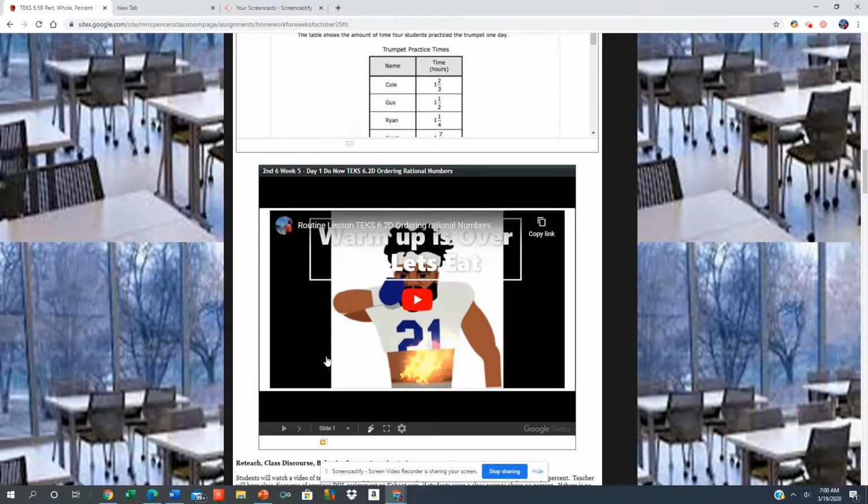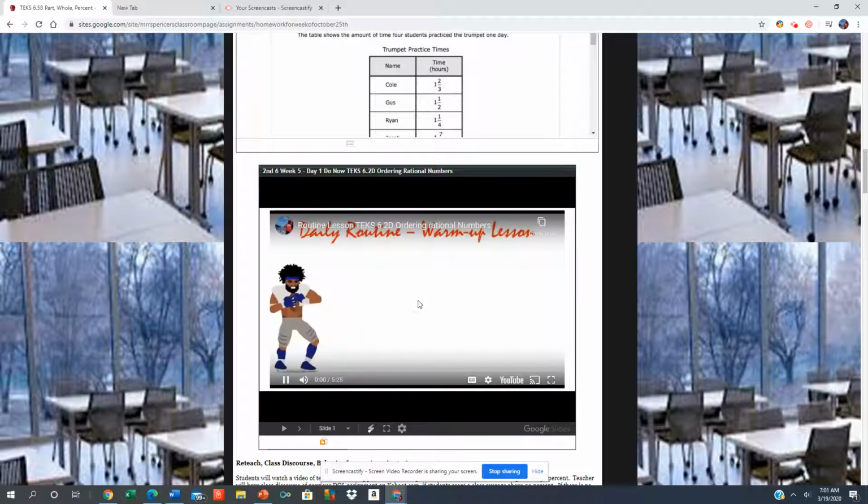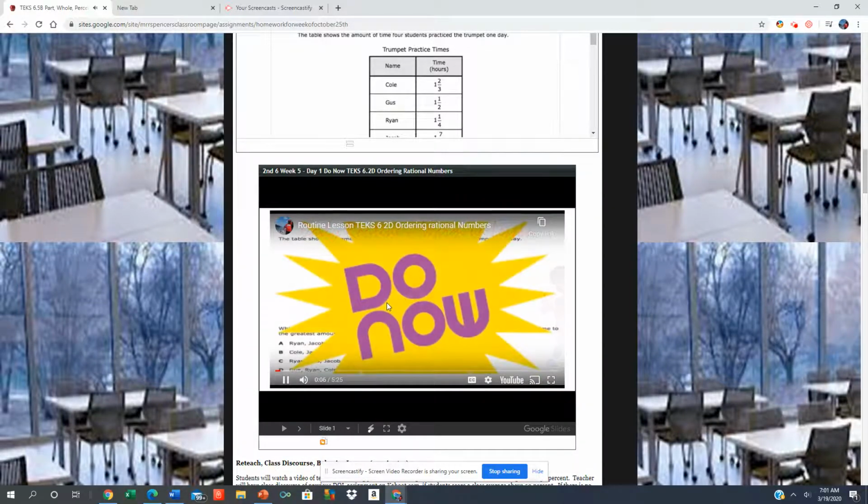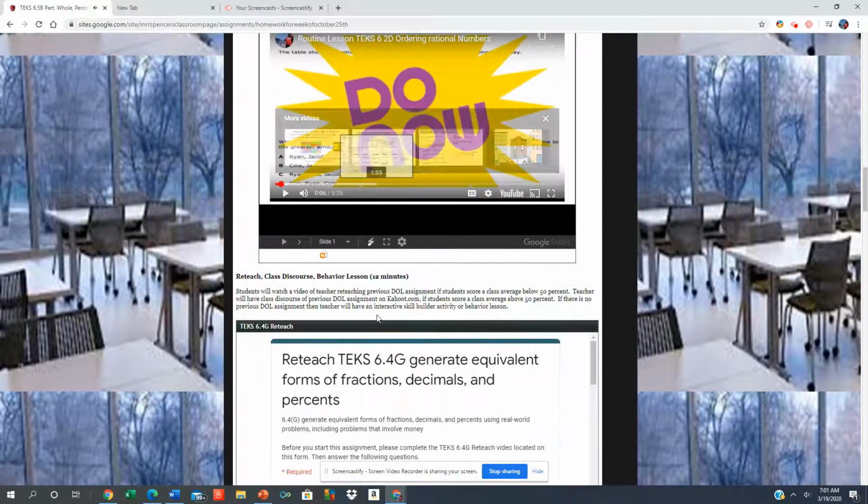Students will also be able to watch a video to watch me model the lesson. The video is short, but it is just a quick model of the lesson of 6.2D.